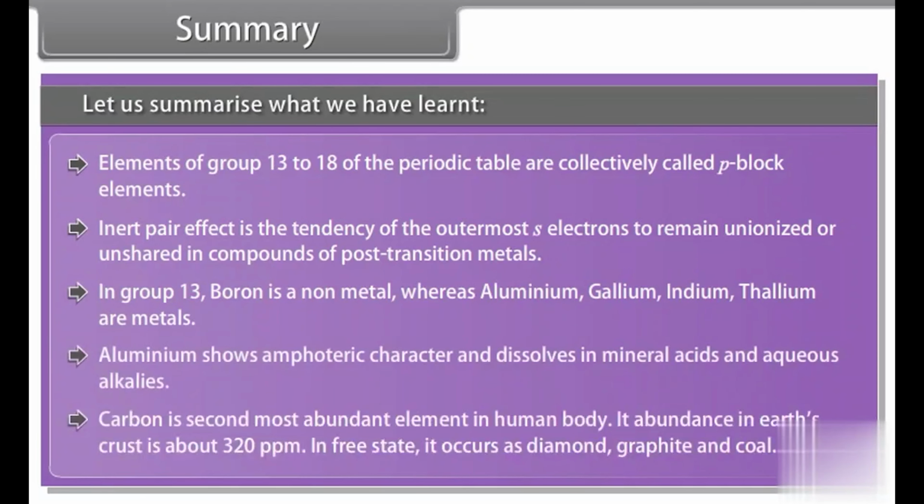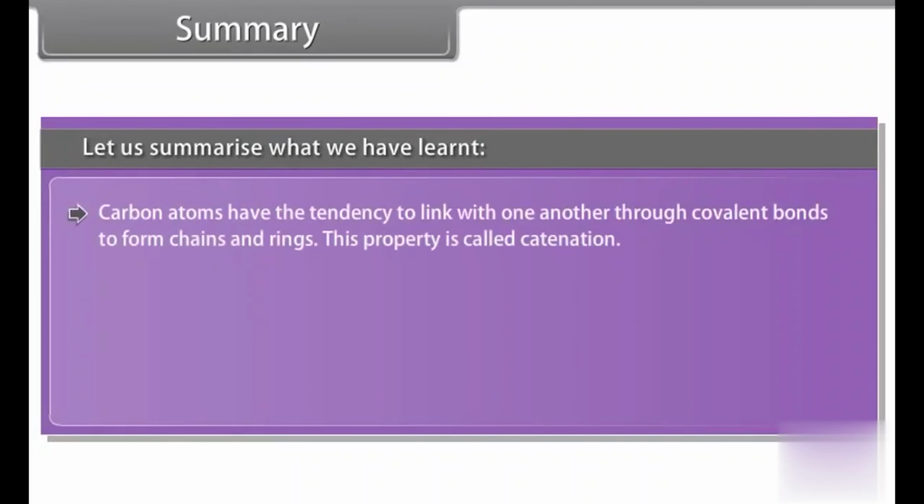Carbon is second most abundant element in human body. Its abundance in Earth's crust is about 320 parts per million. In free state, it occurs as diamond, graphite, and coal. Carbon atoms have the tendency to link with one another through covalent bonds to form chains and rings. This property is called catenation.